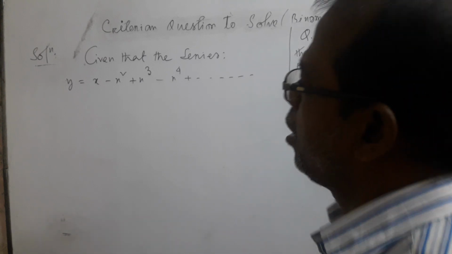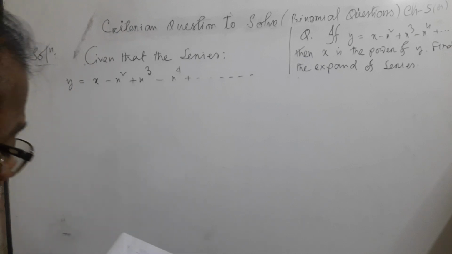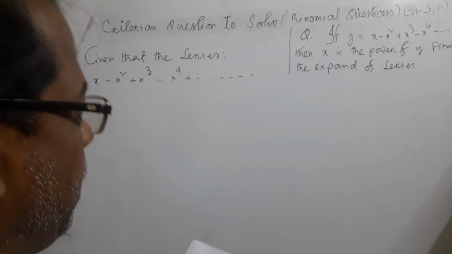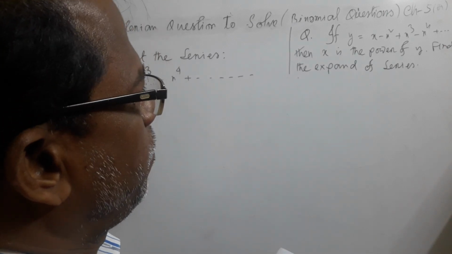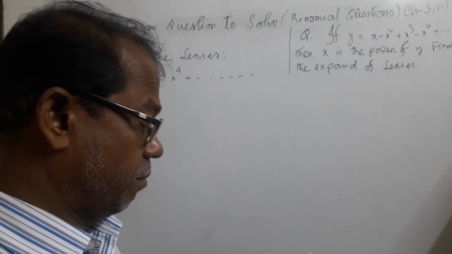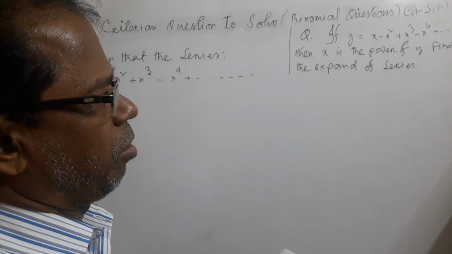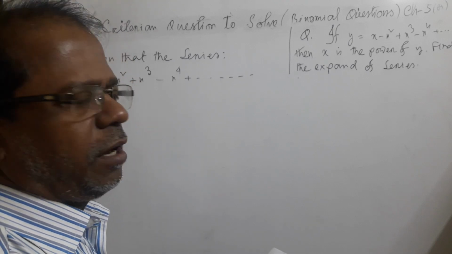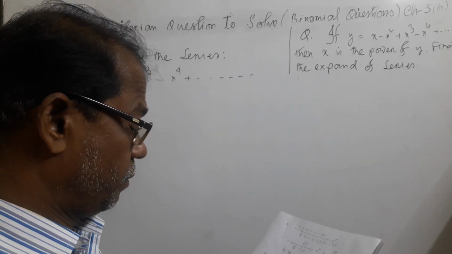These questions are easiest and most easily processed if the question is y equal to x minus x squared plus x cube minus x to the power 4 plus up to infinity. Then find x as a power series of y. Find the expansion of the series.